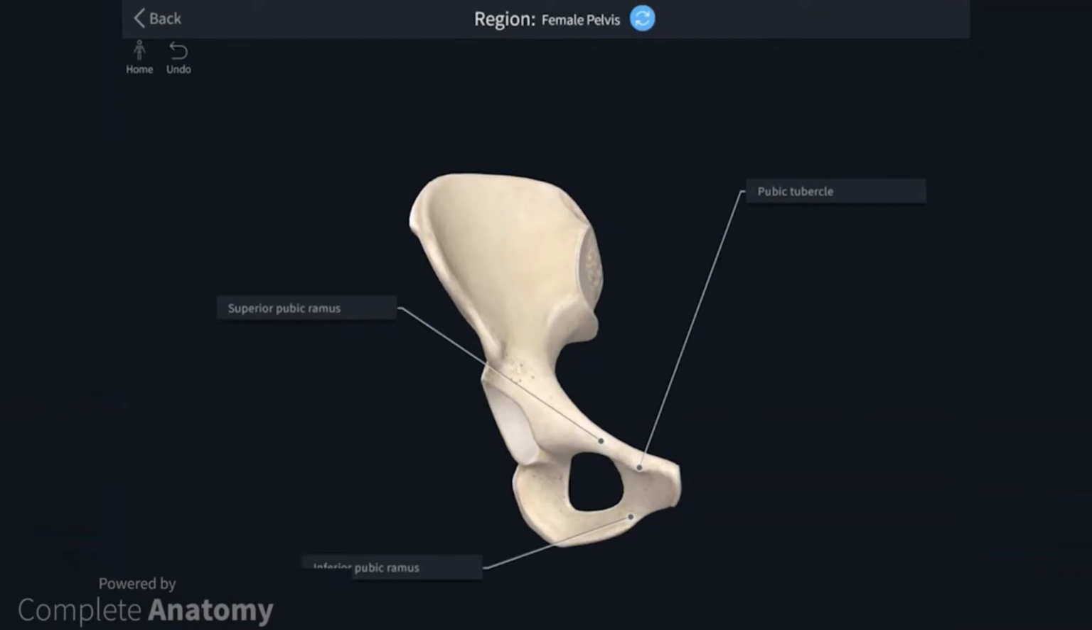The next bone on the list is the pubic bone, which articulates with the iliac bone at the iliopubic ramus. Key landmarks include the superior pubic ramus, inferior pubic ramus, and pubic tubercle. As you can see, the superior and inferior pubic rami form boundaries around this big foramen, which is known as the obturator foramen. The pubic tubercle is the other attachment site for the inguinal ligaments.